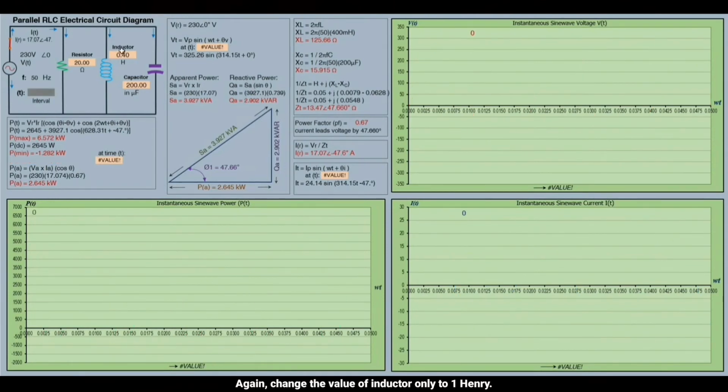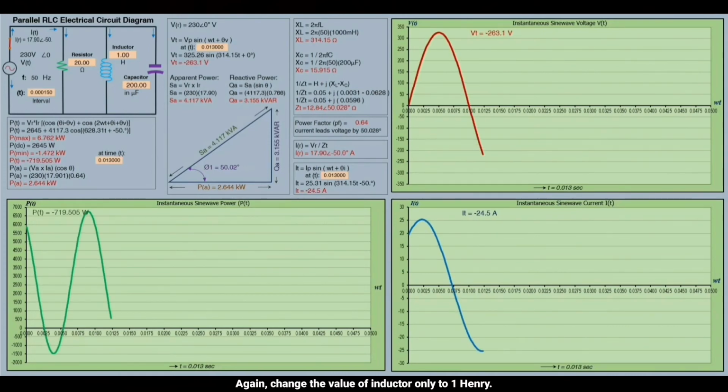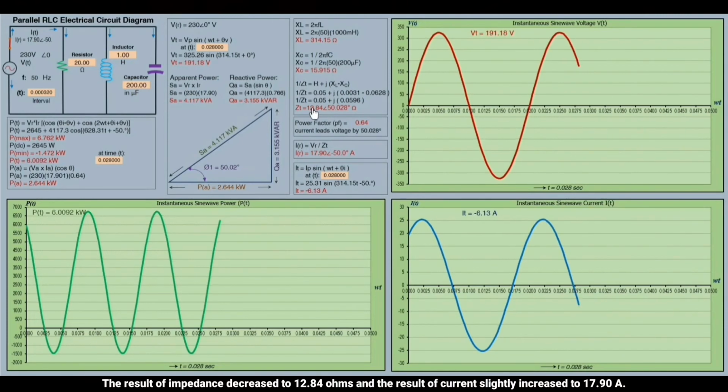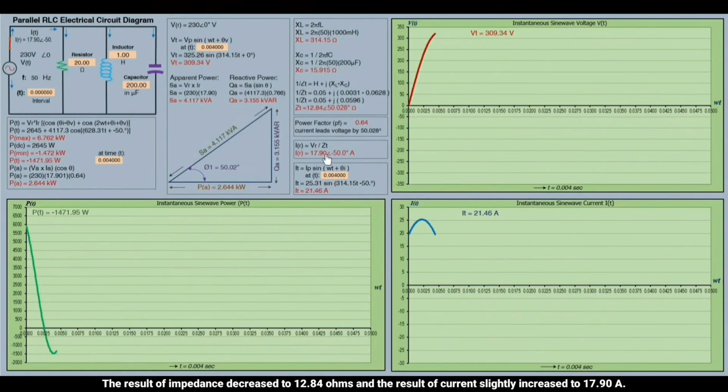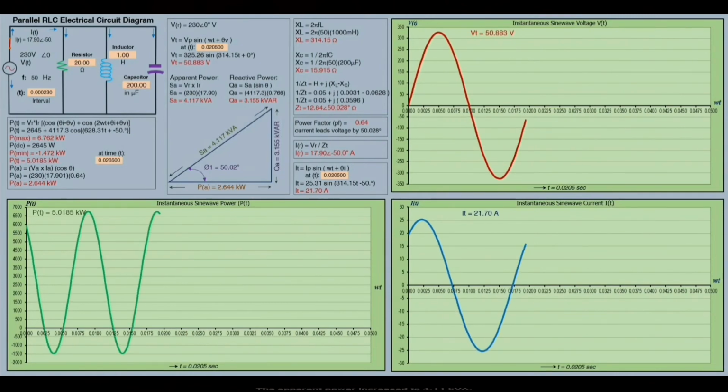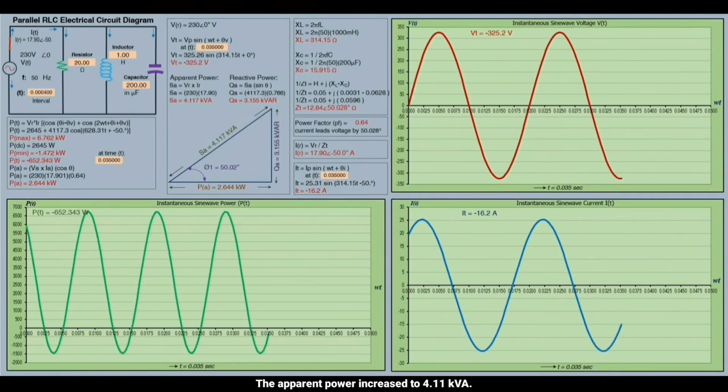Again, change the value of inductor only, to 1 Henry. The result of impedance decreased to 12.84 ohms, and the result of current slightly increased to 17.90 amperes. The apparent power increased to 4.11 kV-ampere.